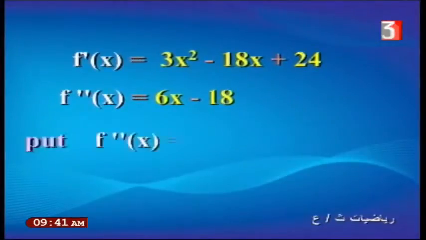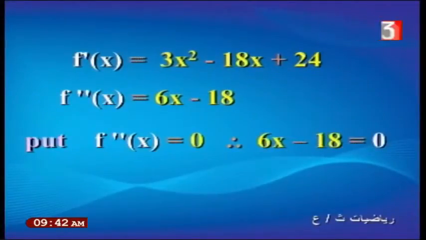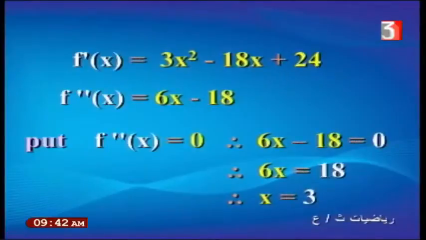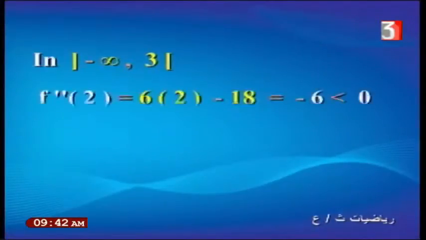Now we put f''(x) equal 0. Then 6x minus 18 equals 0, and 6x equals 18. By dividing both sides by 6, then x equals 3. Now we have two intervals. The first interval from negative infinity to 3 open, and the second interval from 3 to infinity open.